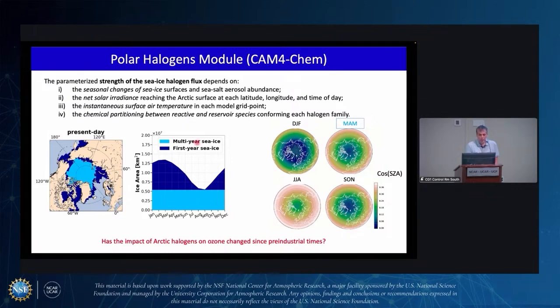So another question we wanted to answer was if the impact of halogens from the Arctic has changed from the pre-industrial period to present day.